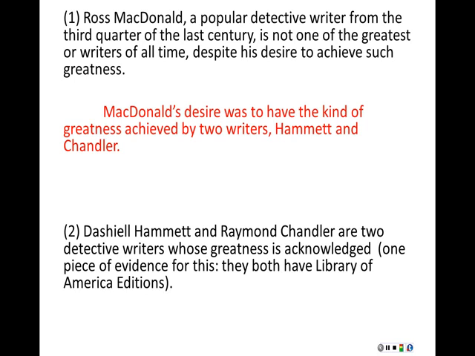Okay, so here's a possible transition phrase. McDonald's desire was to have the kind of greatness achieved by two writers, Hammett and Chandler. And if you analyze that transition phrase, you'll notice that it's following a great principle of how transitions should work. It's called old business, then new business. The transition sentence starts with the previous paragraph's business and moves on to the new paragraph's business.